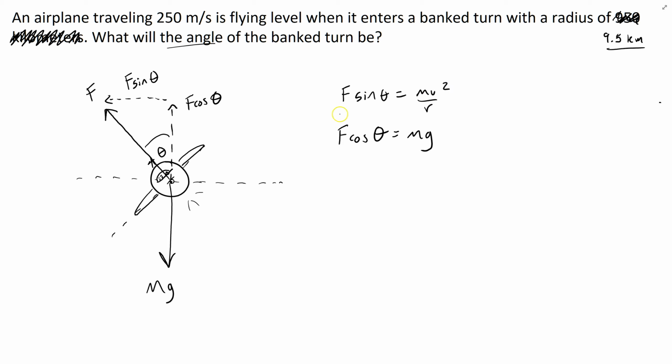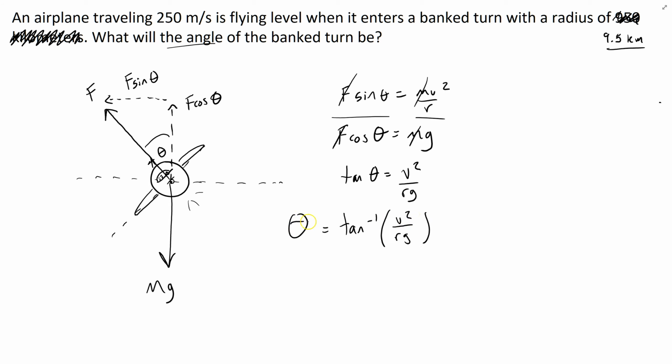Okay, so mv squared over r, and hopefully this is starting to make some sense. You would get rid of the force and the mass, and you're left with the same relationship: tangent theta equals v squared over rg. Now to find the angle, we just need to do tangent inverse of v squared over rg. That's what's going to give us theta.